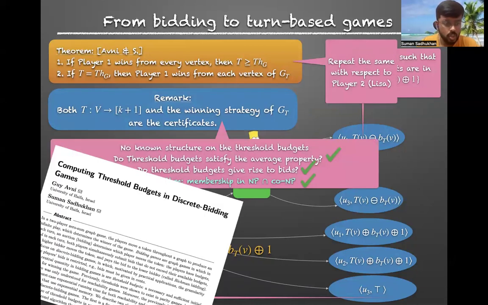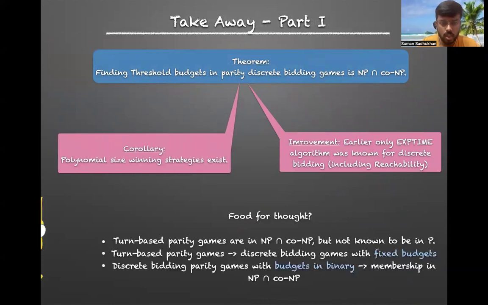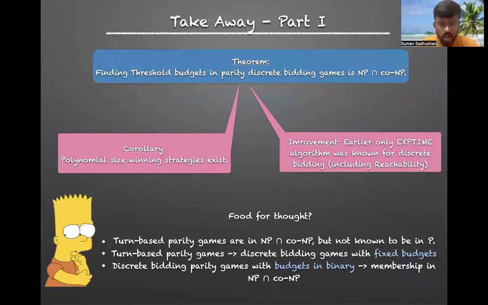And this was the content of the Informatics Statistics 2022 paper. This is the first part, where we considered computing the threshold budget in parity discrete bidding games, and we showed that it is in NP intersection coNP. So we showed that a polynomial size winning strategy exists. It's not shown in the slides, but it's there.